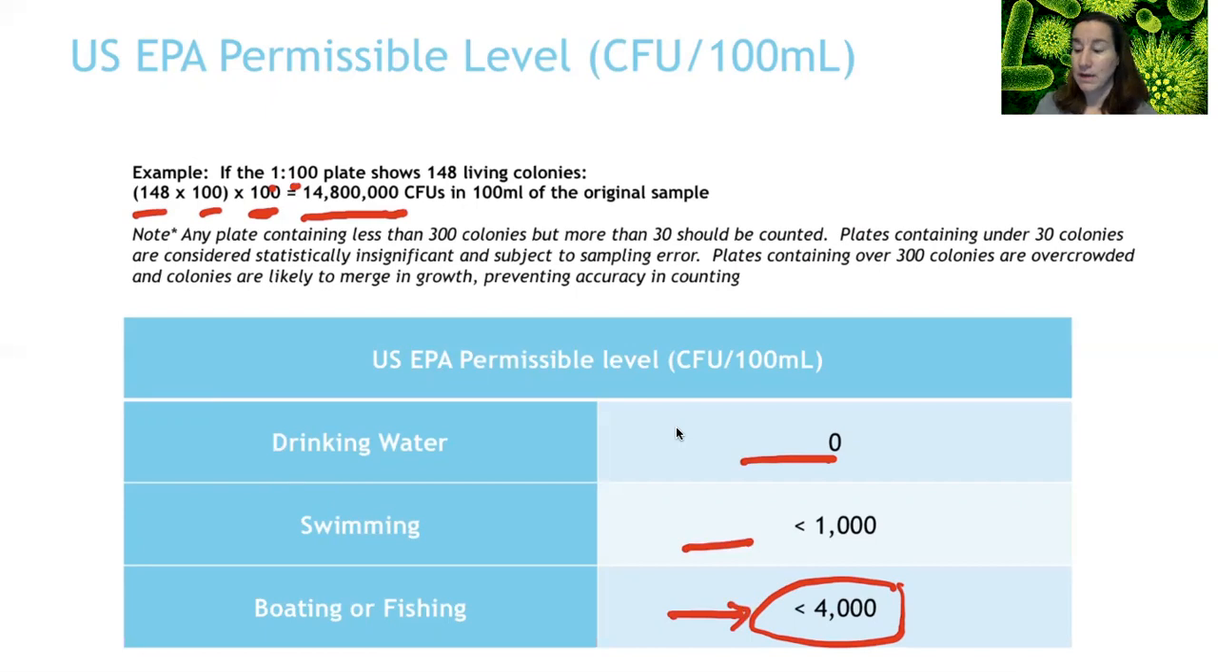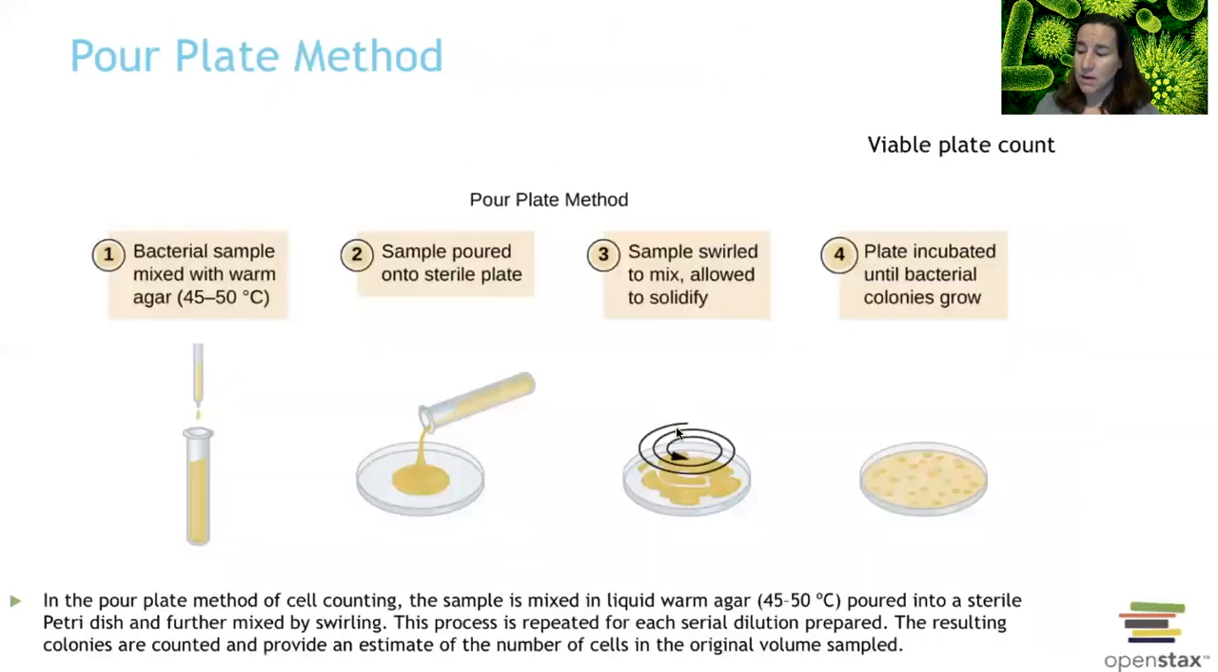Don't do it. At least not with this sample, because that sample was gross. So that's how we count it. That's how we measure it in a serial dilution.